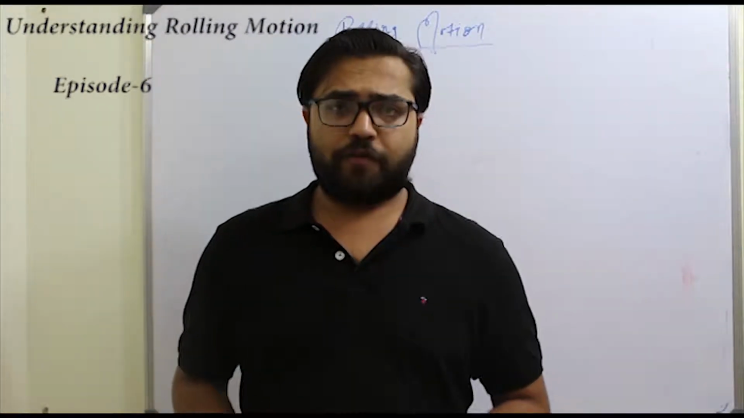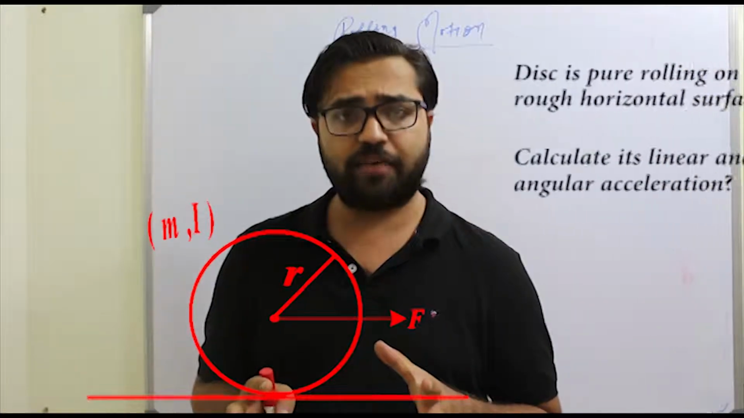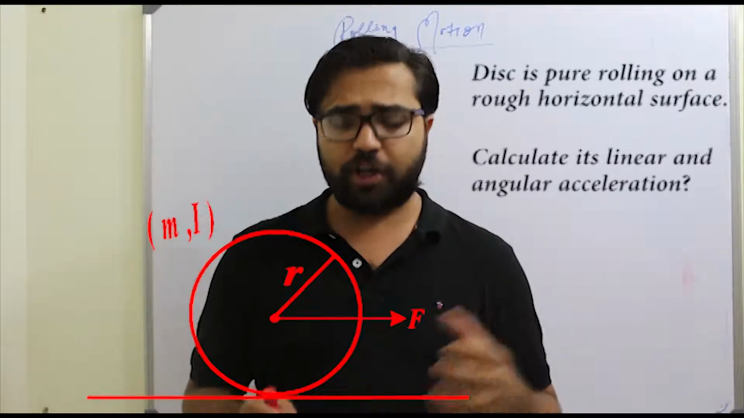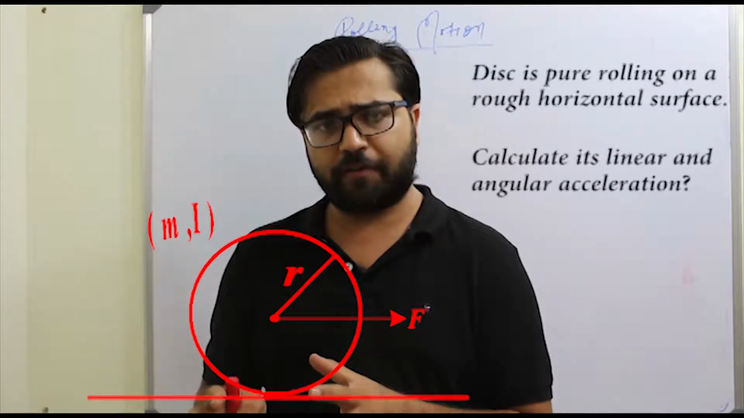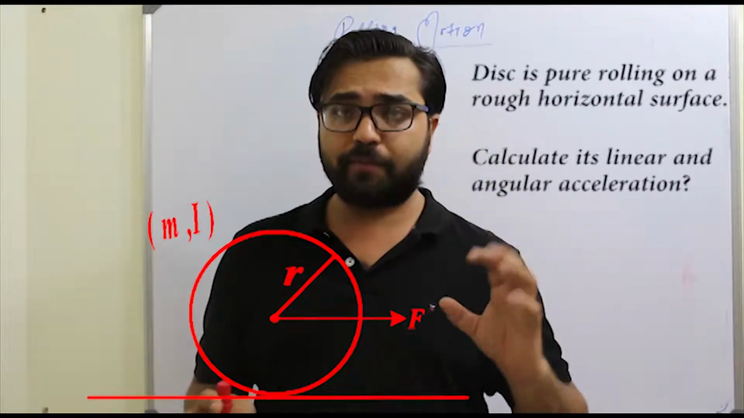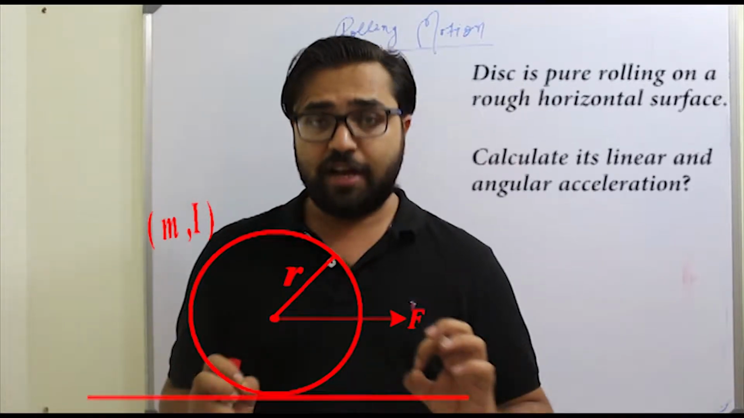Hi, in this episode of Understanding the Rolling Motion series, we are going to discuss a new problem. So here's the problem that is given in front of us. We again have a rolling object, and if you have followed the previous episode, then you will see that it's again a problem of dynamics, and there's a force acting, but in the previous problem, the force was acting tangentially on the rolling object, but in this problem, the force is acting at its center of mass.